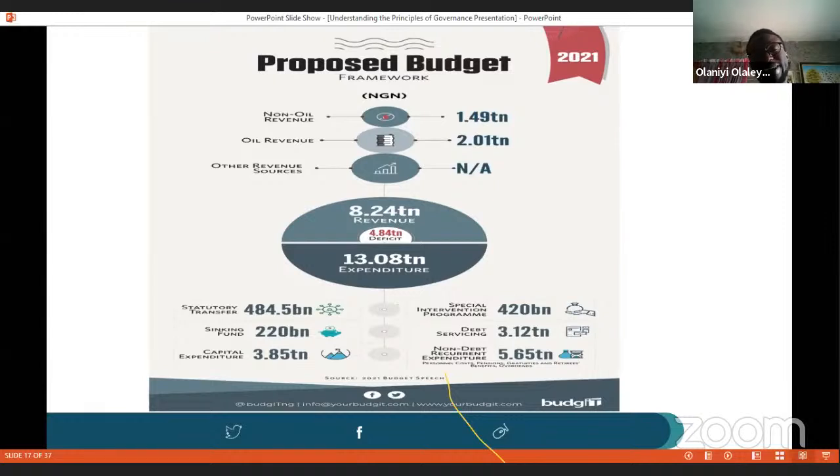And today, the federal government of Nigeria did not tell us where they will get this remaining money from. So, in my own opinion, as an analyst, is this budget realistic? It is not. It is not realistic.